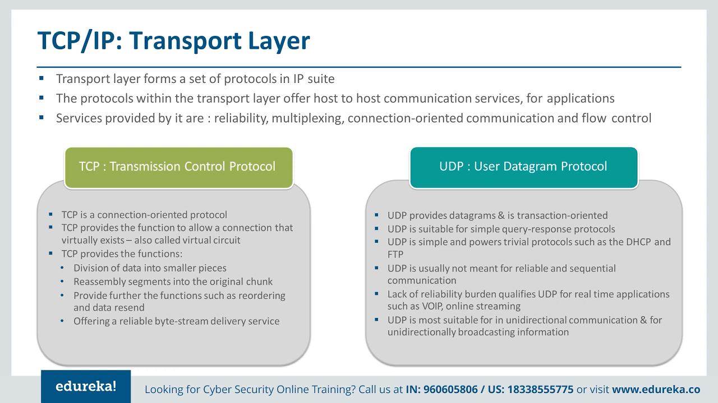UDP is stateless. It is usually not meant for reliable communication. It is used for real-time applications such as VoIP, online streaming, etc. It is mostly used for unidirectional, one-way communication, from the sender to the receiver. That is how it works. It will not work with a two-way handshake or two-way communication. It's a single-way transaction. Whereas TCP is more reliable and connection oriented, and data sent or received across the network will be reliable.